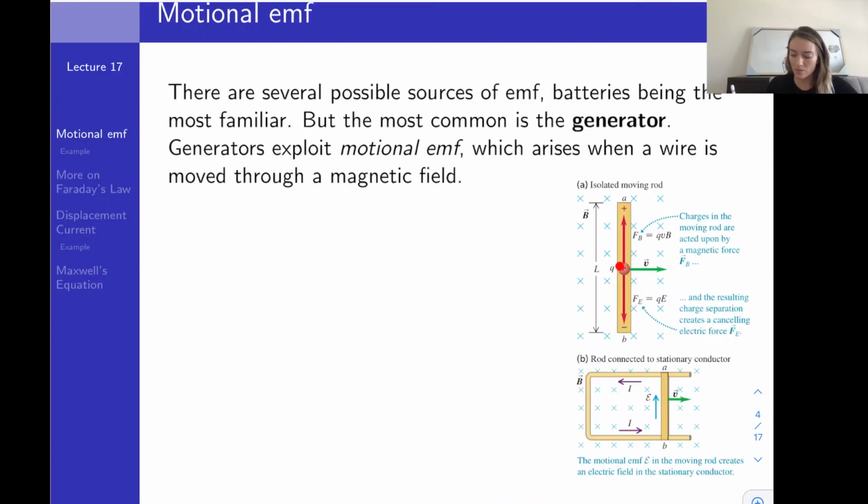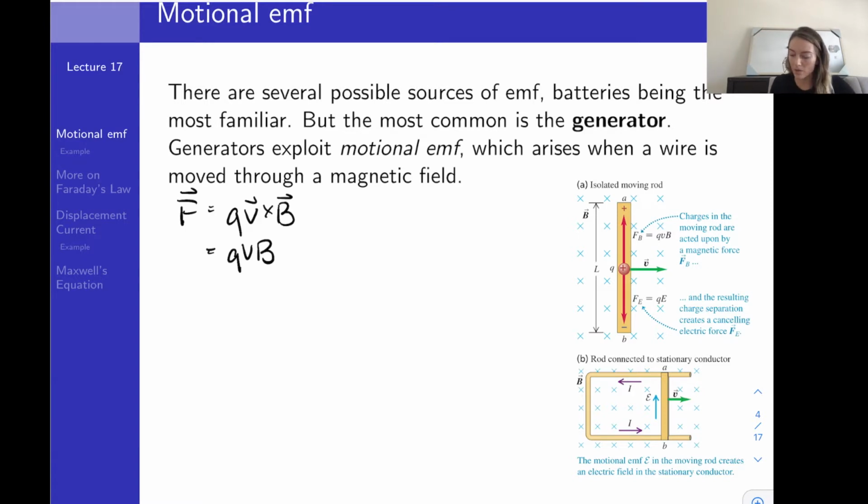So as this rod is moved to the right, each of the charges in the rod is going to feel a force from the magnetic field, right? So the force is given by QV cross B. Now here, since our B is into the page and our velocity is to the right, they're at a right angle, so our sine is just 90 degrees. So we can just write the force as QVB. And the force is going to be upward.